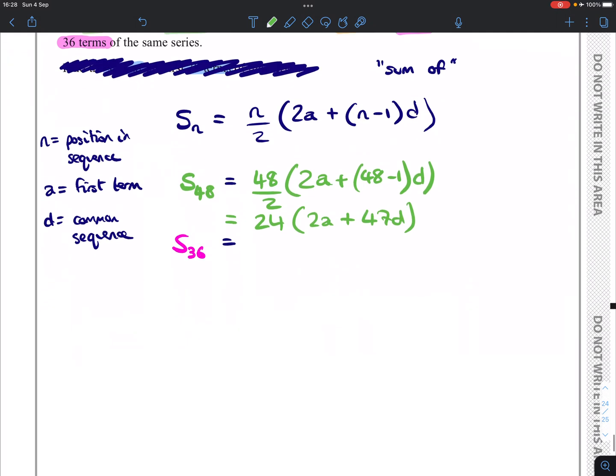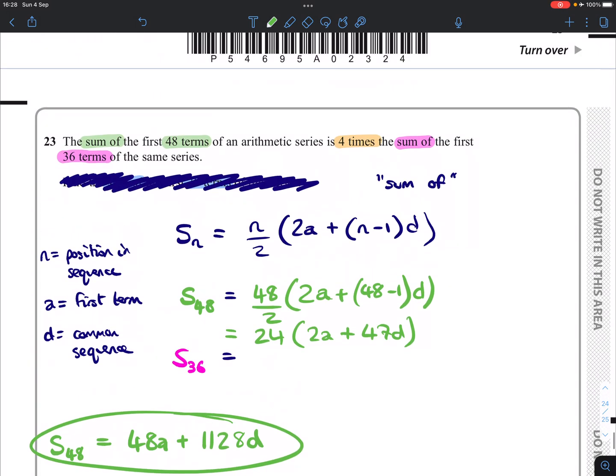And then that's going to simplify even more to give us the following. S of 48 is going to be 48a, basically breaking out this bracket by multiplying both terms by 24. And 24 times 47 is going to give us 1128d. Okay, that's as far as we can get so far with the information that's been given there in green.